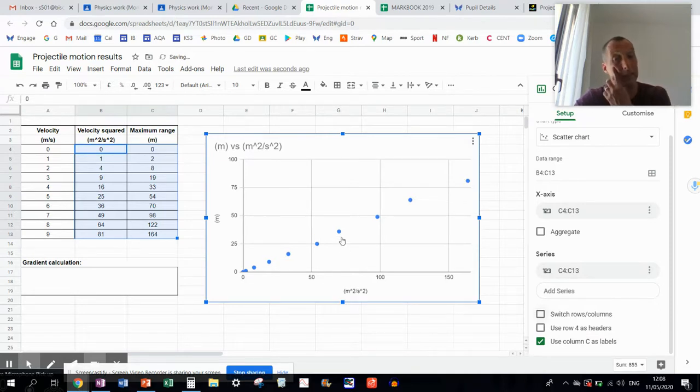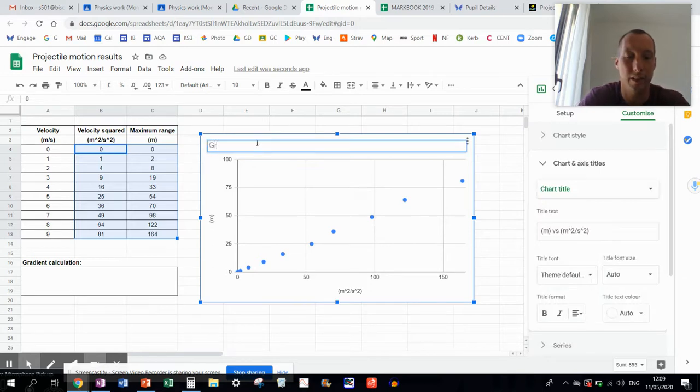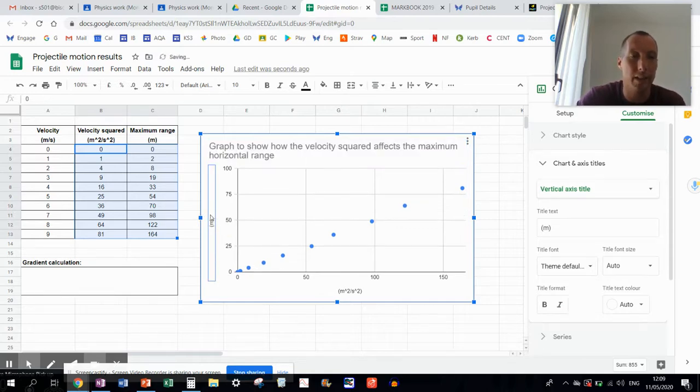Okay. Now the graph looks basically the same shape, but it will affect the gradient. And if you've got your axes the wrong way round, you're not going to be able to check if the gradient is g or not. Now we need a title. I'll let you choose something on here. It's very slow at the moment, so we can call it graph to show how the velocity squared affects the maximum horizontal range. Okay, now also we need to have labels on the axes.